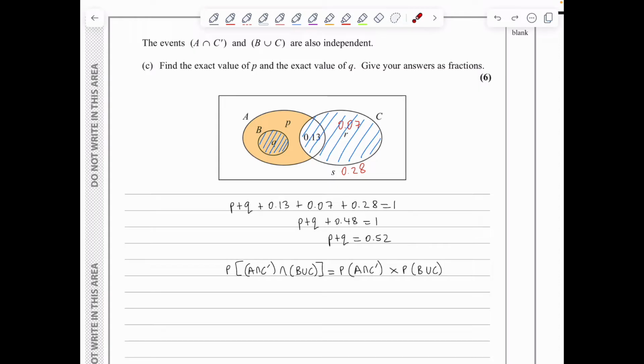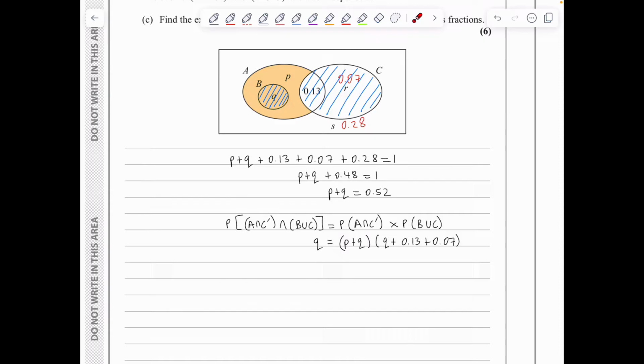Now the intersection of the yellow with the blue is simply this part here, which is Q, and therefore the left-hand side of this equation is Q. The A intersection C dash is simply P plus Q, and the B union C is Q plus 0.13 plus 0.07. Now we already know that P plus Q is 0.52, so this will go here.